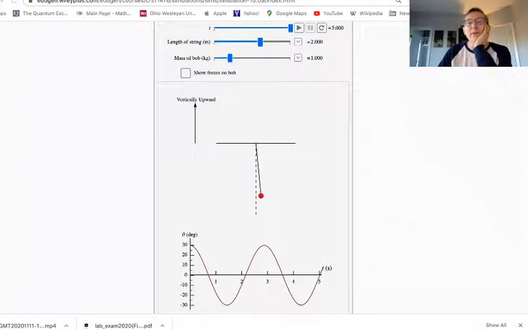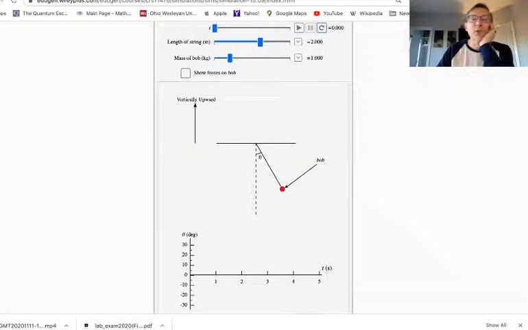Okay, now what I'm going to do is I'm going to reset the animation, and I'm going to click this box, Show Forces on the Bob. In other words, it's going to draw a free body diagram for the bob. So I asked you a moment ago, can you identify the two forces that are acting on the bob? We said one's F grav. What's the other one? Did you say the tension in the string?